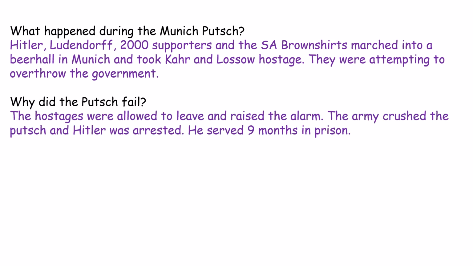of the German army. The putsch fails because the hostages were allowed to leave at some point after swearing an oath of loyalty to Hitler, and they do raise the alarm. So they inform the government, who informs the army, and the army crushed the putsch. So as the Nazis were marching through Munich the next morning, the army opened fire. Hitler initially escapes. His escape lasts about 3 days. He's arrested, sentenced to 5 years imprisonment, but he actually serves 9 months in prison.